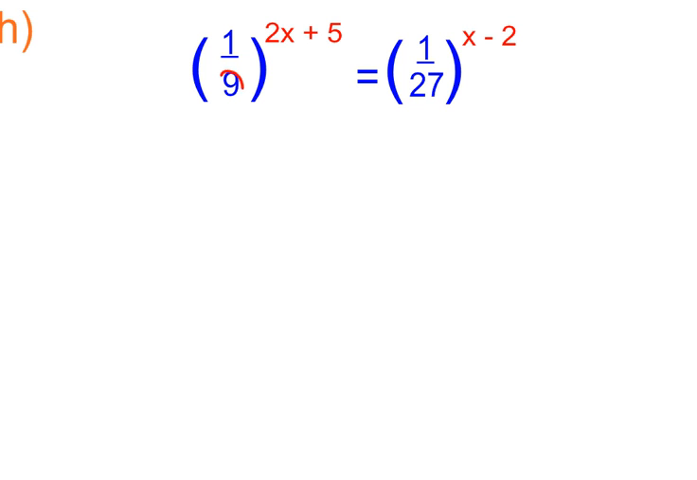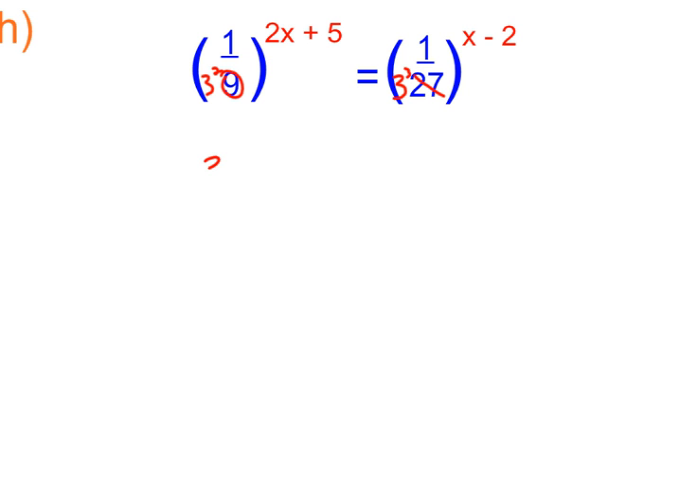And with 9, hopefully right away you think of 3 squared. So if you're not sure about 27, you should be, because we use this one a lot. But if you're not, you would just say, okay, what's 3 cubed? What's 3 to the 4th? Let's try and make this a base of 3. And hopefully you do realize that 27 is 3 cubed.